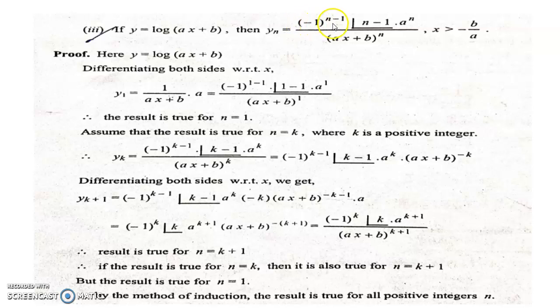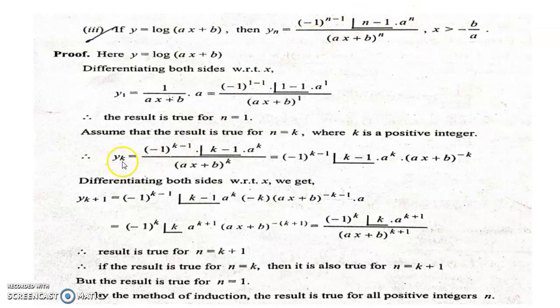So we can write minus 1 to the power 1 minus 1, that is, we need not write this. 1 minus 1 factorial, that is 0 factorial, so that is also equal to 1. We have a to the power 1 and ax plus b to the power 1, which is here. So the result is true for n is equal to 1. Let us suppose that this result is true for n is equal to k. So substitute n is equal to k.